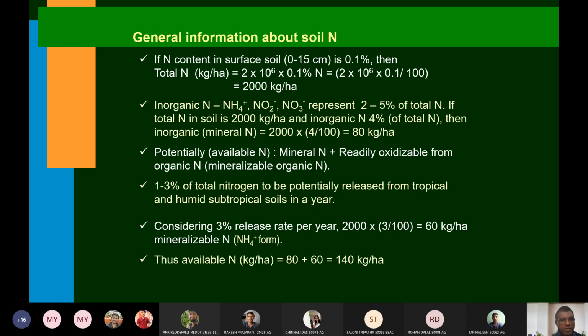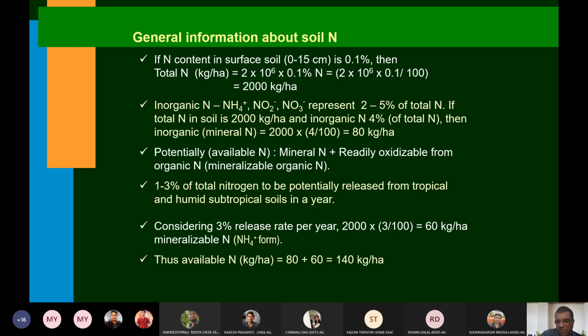If total nitrogen in soil is 2000 kilogram per hectare, and inorganic nitrogen is, say, 4%, if I take the average value 4% because the range is 2 to 5%, then inorganic or mineral nitrogen will be 2000 into 4 divided by 100. So it will be 80 kg nitrogen per hectare. This is your inorganic nitrogen.